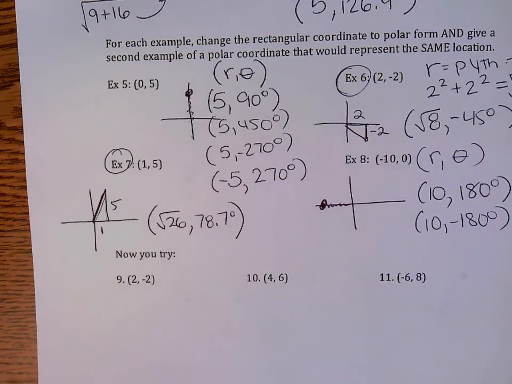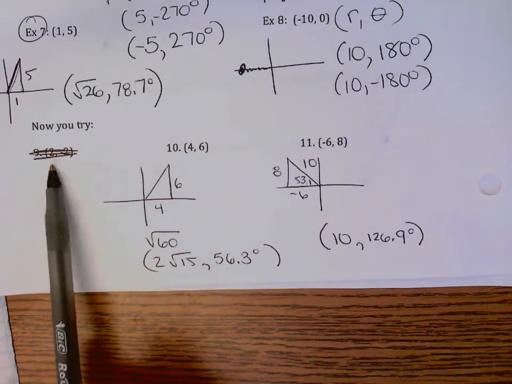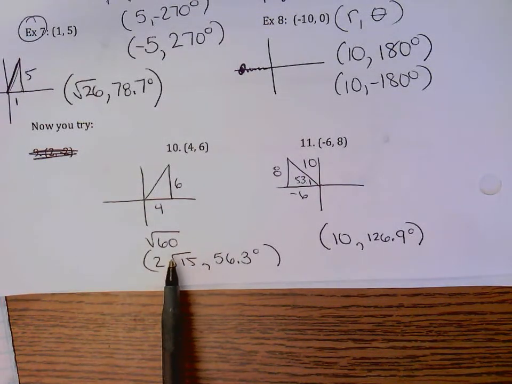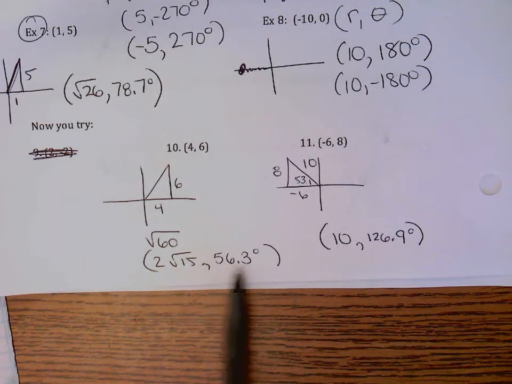So I'm going to have you try 9, 10, and 11. For the sake of my video, 9 was the same, so we crossed it out. And then did you get root 60 or 2 root 15? And then 56.3 is your angle.